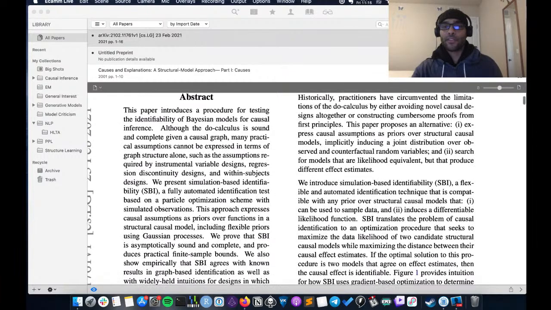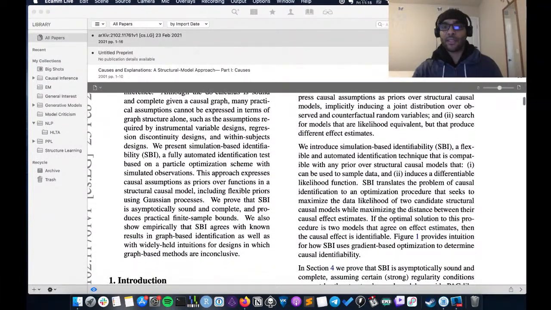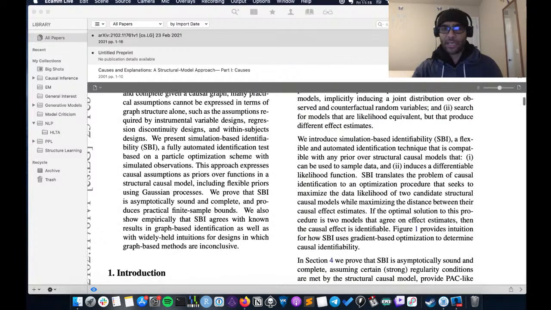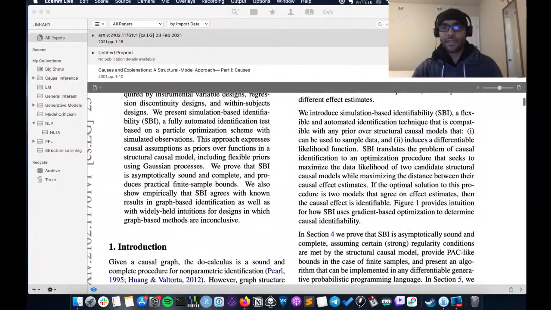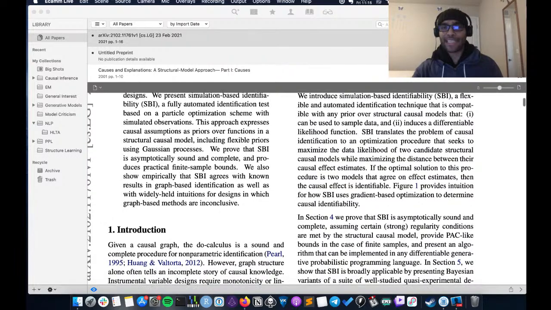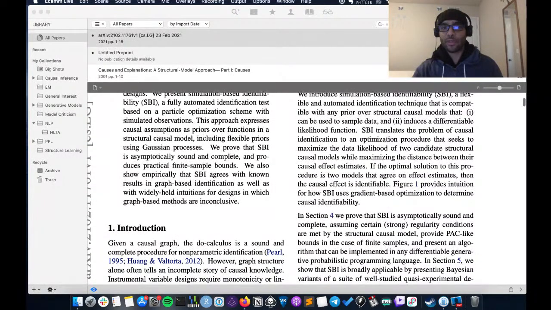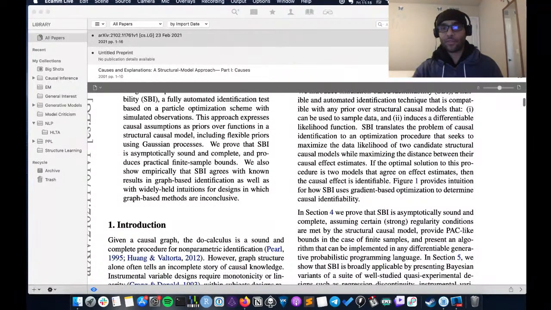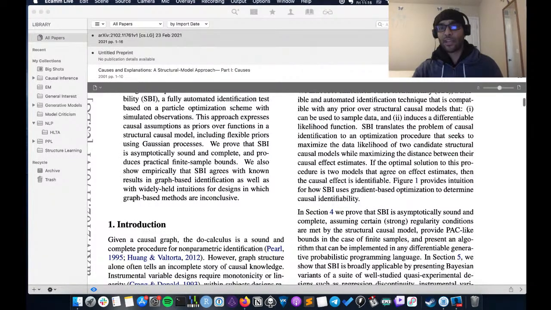So we introduce simulation-based identifiability, a flexible and automated identification technique that is compatible with any prior over structural causal models that 1, can be used to sample data, and 2, induces a differentiable likelihood function. SBI translates the problem of causal identification to an optimization procedure that seeks to maximize the likelihood of 2 candidate structural causal models while maximizing the distance between their causal effect estimates. If the optimal solution to this procedure is 2 models that agree on effect estimates, then the causal effect is identifiable.